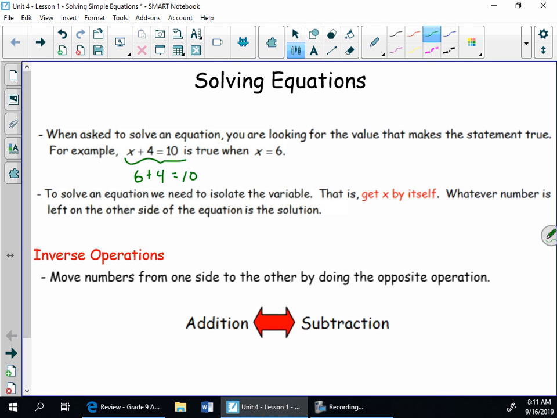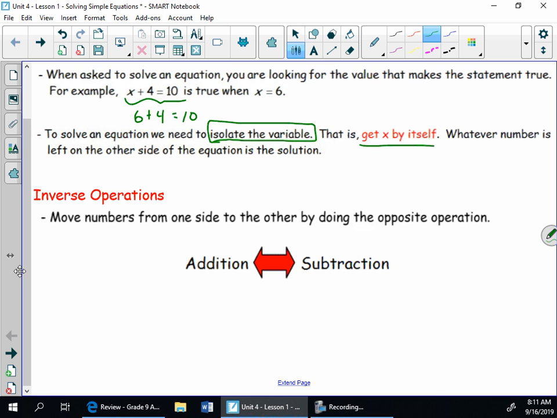To solve equations, our big idea is we want to isolate the variable. That's just a fancy word for saying get x by itself. Whatever number is left on the other side, as in x equals, must be the solution to our answer. So if I get x by itself, I'm going to try and keep it as x. Whatever's left on the other side has to be the answer. How are we going to go about doing this?